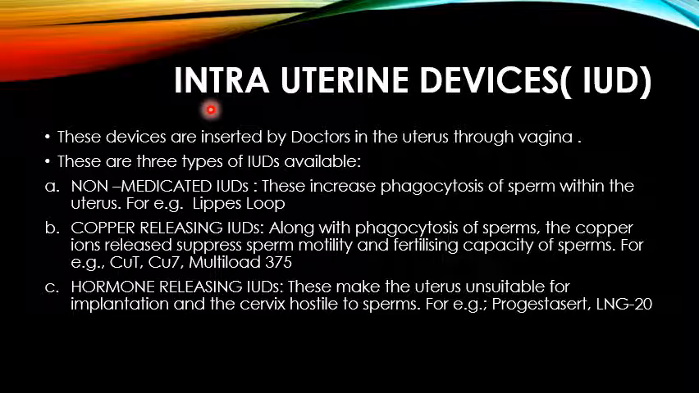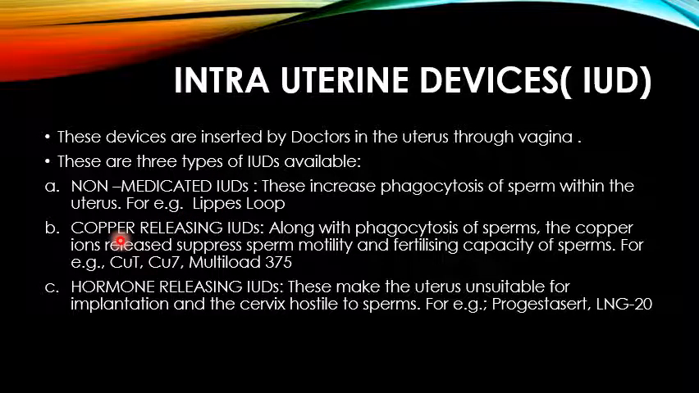The next is intrauterine devices, IUD. These devices are inserted by doctors in the uterus through the vagina. These are of three types. Number one is non-medicated intrauterine device. What is the principle of that? These increase phagocytosis of sperm. Phagocytosis means engulfing the sperm, eating the sperm within the uterus. The example is Lippes loop.